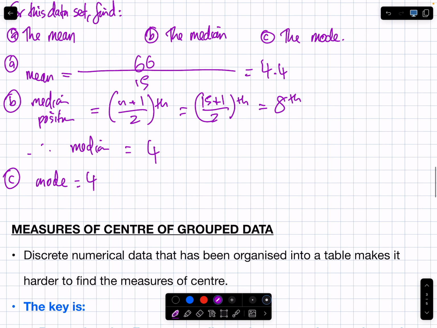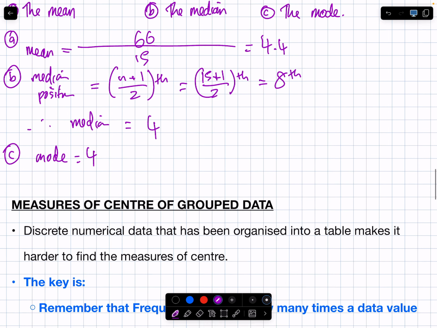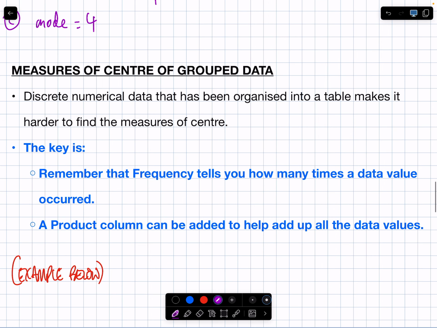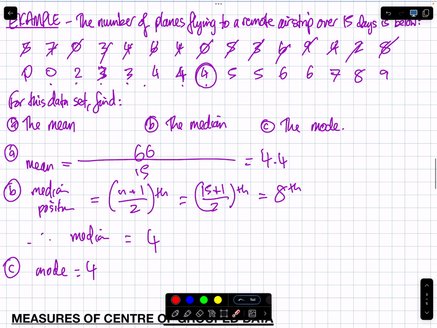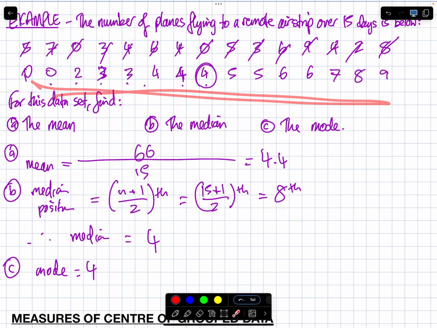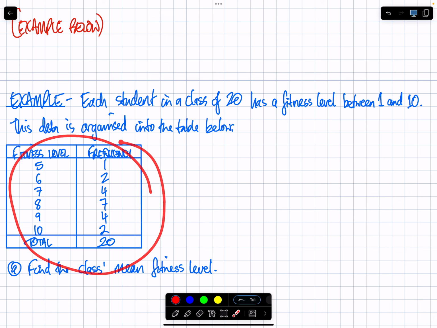The reason why I want to review that is because I want to compare and contrast that to what you're doing today, which is finding the measures of center if the data is grouped up. I've shown you how to find mean, median, and mode if the data is raw like this. But what if the data is in a table like this? That is not the raw data.